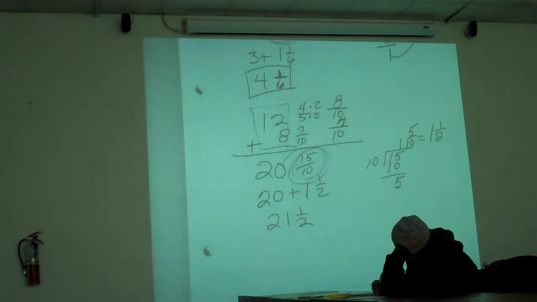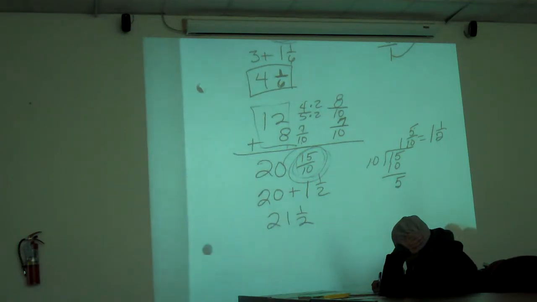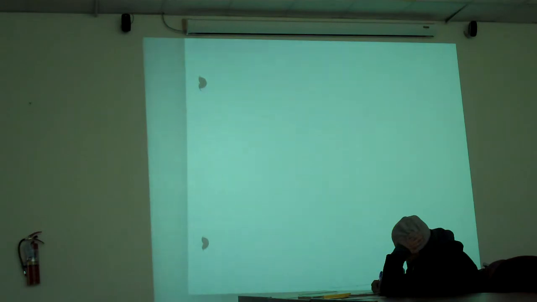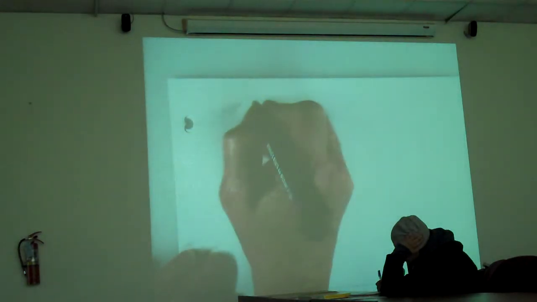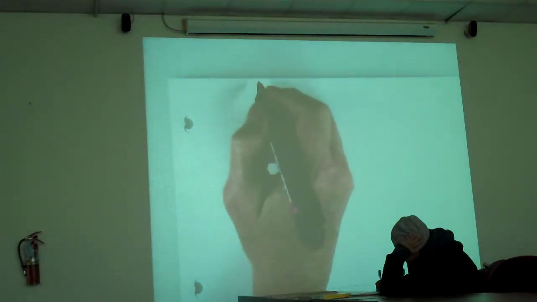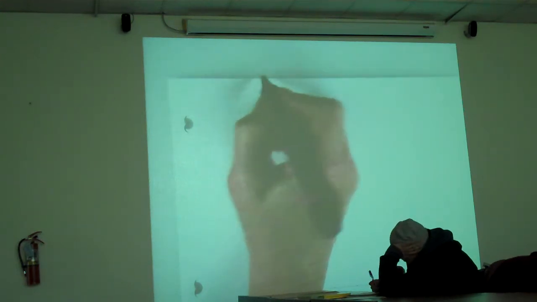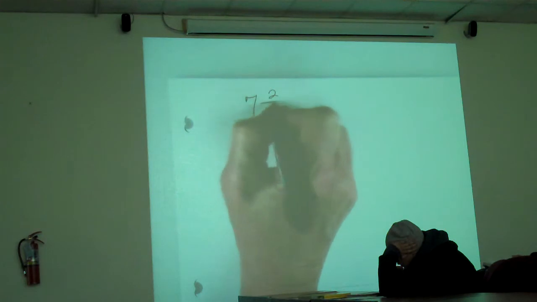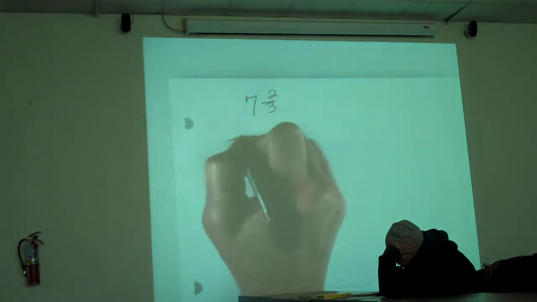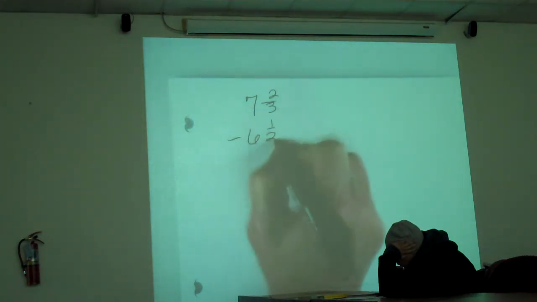So the add is pretty simple, pretty straightforward. The subtract, you got a few little quirks you may have to do here. Subtract is not as fun. Okay, let's do a simple subtract and then we'll get into the harder ones. A simple subtract like, let's do 7 2/3 minus 6 1/2.